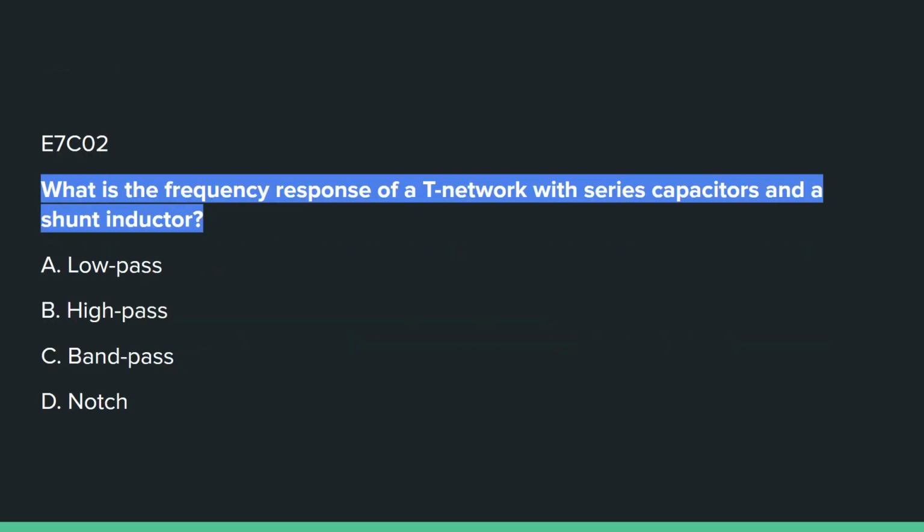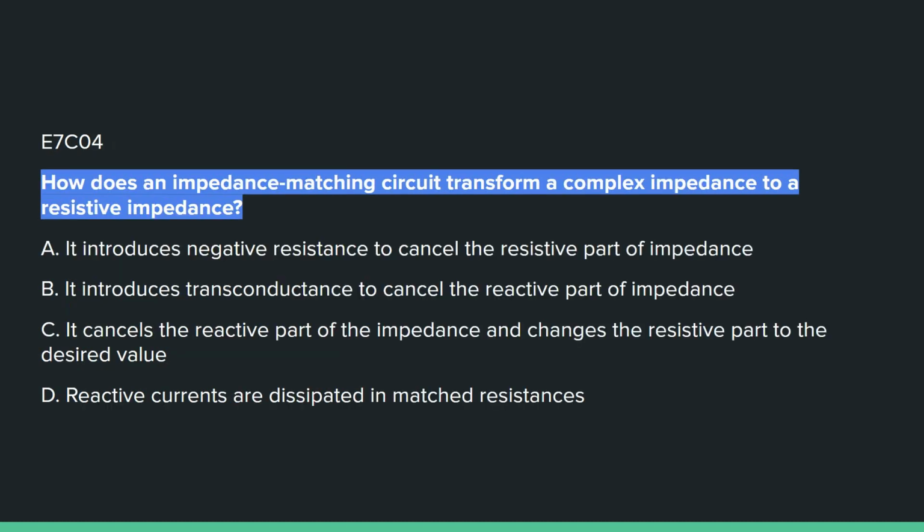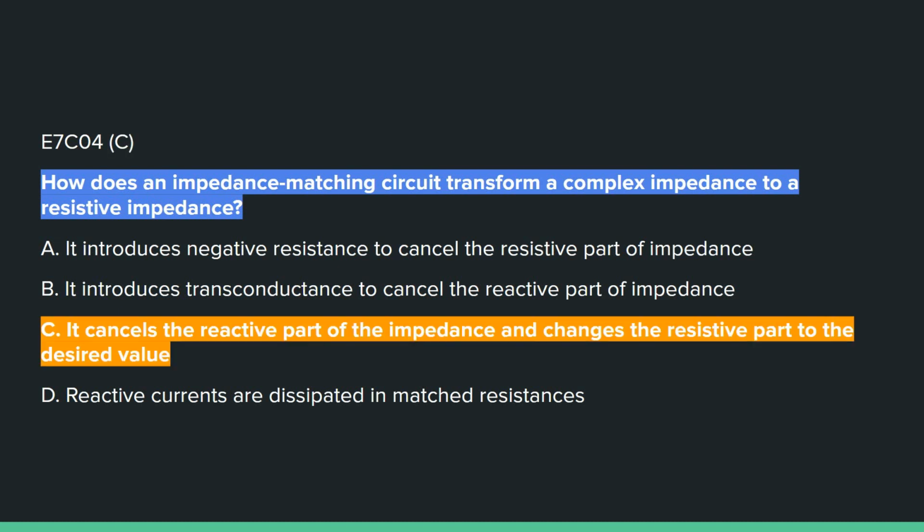E7C02, what is the frequency response of a T network with series capacitors and a shunt inductor? B, high pass. E7C03, what is the purpose of adding an inductor to a pi network to create a pi L network? A, greater harmonic suppression. E7C04, how does an impedance matching circuit transform a complex impedance to a resistive impedance? C, it cancels the reactive part of the impedance and changes the resistive part to the desired value.